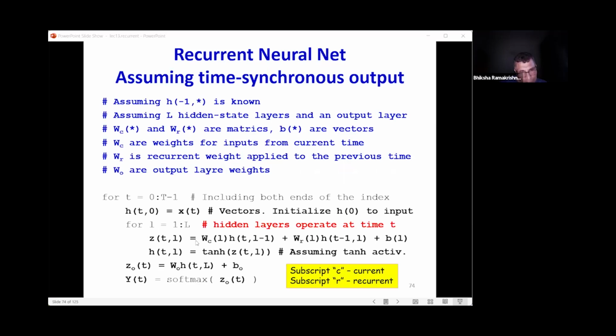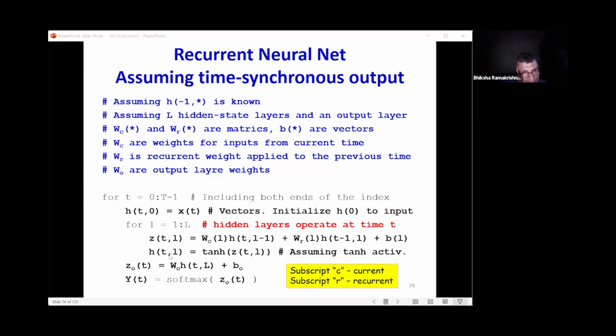For each layer, you compute the affine term, which depends on the same hidden state at the previous time. This is the recurrent component. The hidden state in the lower layer at the current time is the current component, and then the bias. And this affine term is put through an activation function, typically a tanh activation function, for reasons that we will see in the next class, to compute the hidden state.